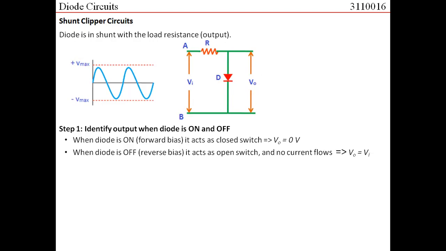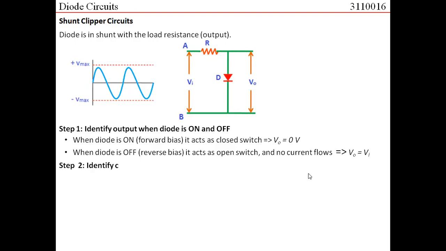So I can write it like this. When the diode is on, it acts as closed switch, V0 would be equal to 0. When the diode is off, it acts as an open switch, no current flows, V0 would be equal to Vin. This is primarily the step where series clipper and shunt clipper differs.